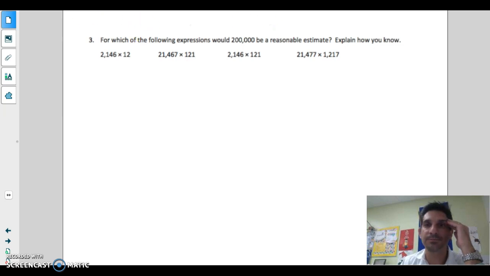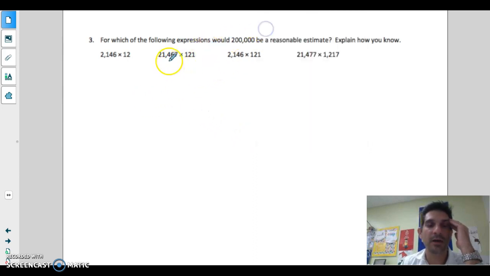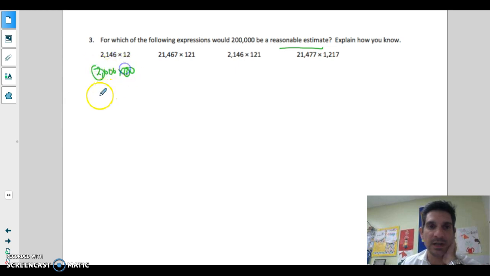Okay, number 3. We'll go back to that green. Okay, so now it says, for which of the following expressions would 200,000 be a reasonable estimate? Well, let's just round these. This is going to be 2,000. This is going to be 10. Well, 2 times 10 is 2. And this is 1,000 times 10, which would be 10,000. So that'd be 20,000. Right? That's not going to work.